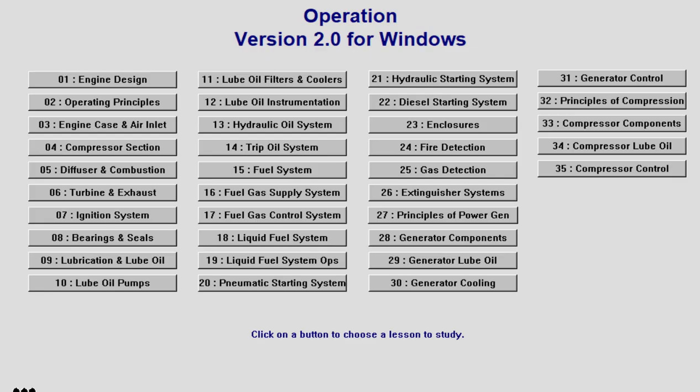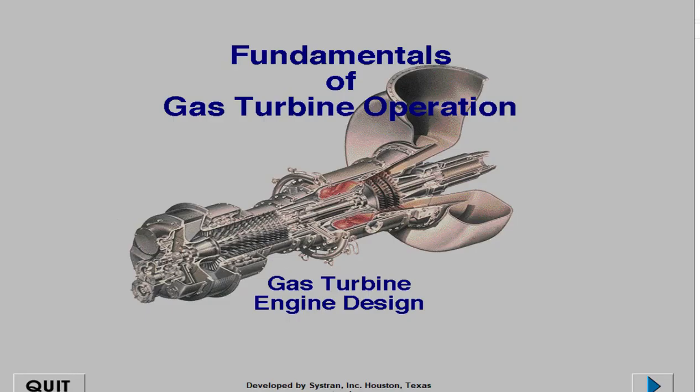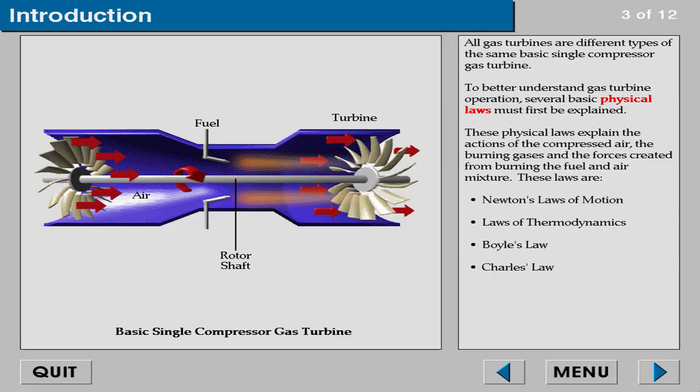Typical gas turbine engine. The learning objectives describe what you will be able to do after you complete this lesson. You will explain the physical laws affecting gas turbine performance, explain the relationship between the atmosphere, air, and gas turbine operation, and explain the Brayton cycle. Basic single compressor gas turbine. All gas turbines are different types of the same basic single compressor gas turbine.